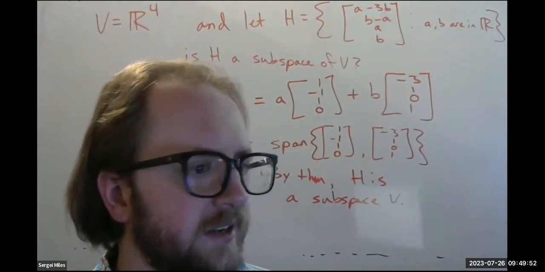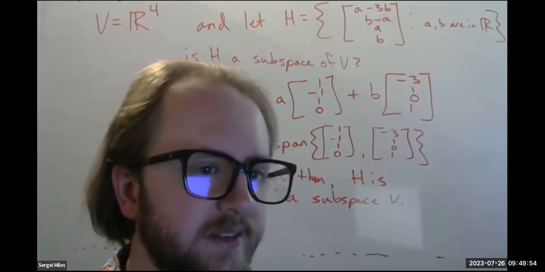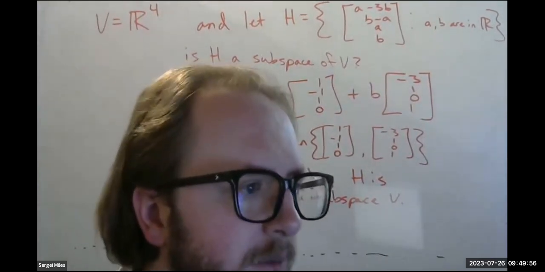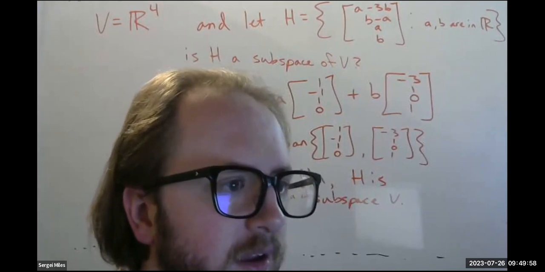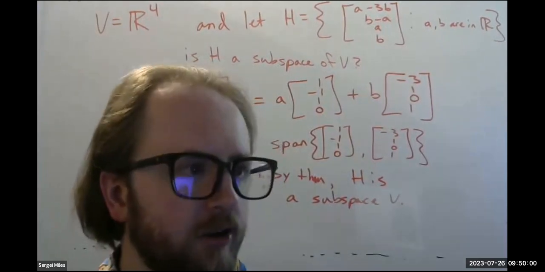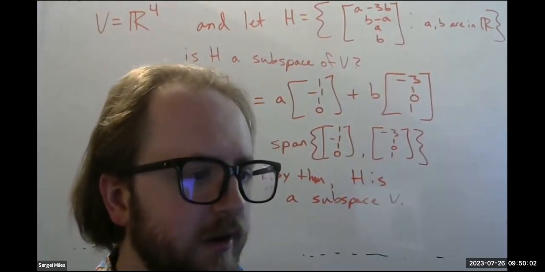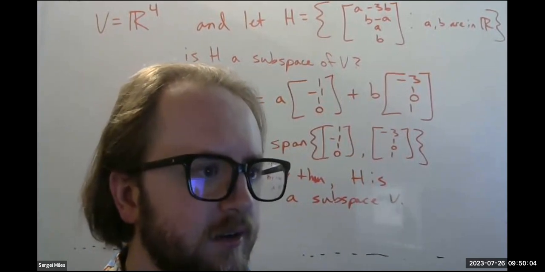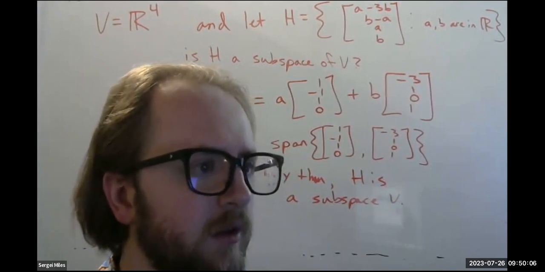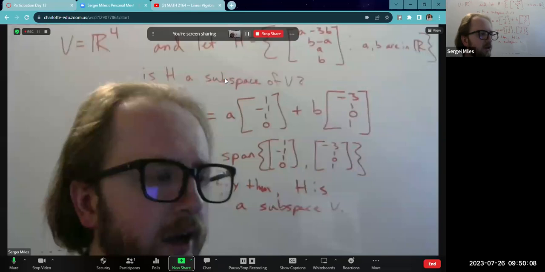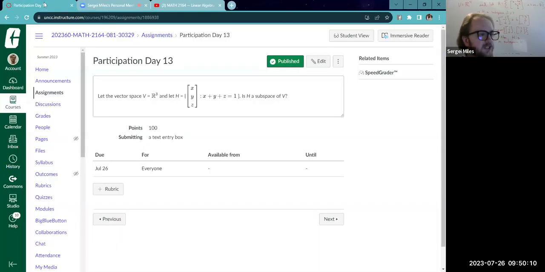So let's see. This is participation day 13, I believe. Yeah, participation day 13. I'll go ahead and share my screen. Share screen. Here we go. All right, should be sharing my screen. Participation day 13, we're told let the vector space V equal R3. All right, so our vector space is R3.